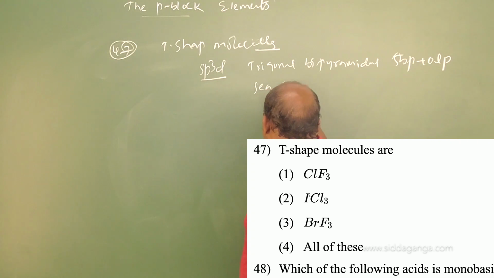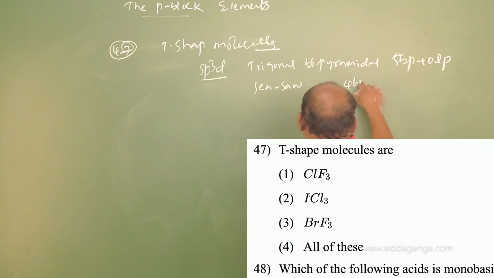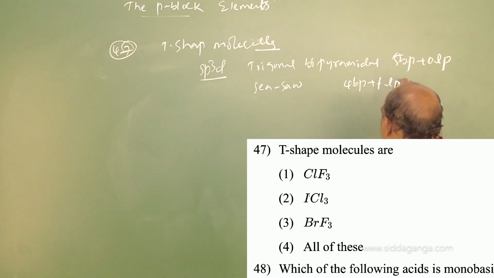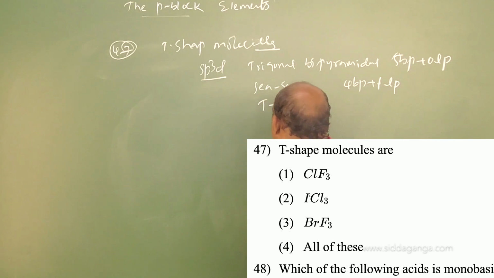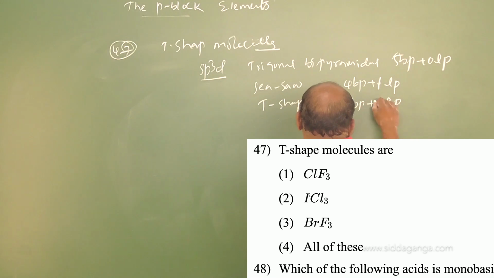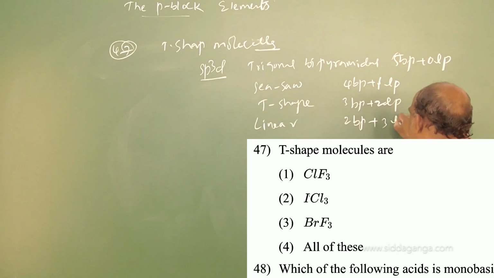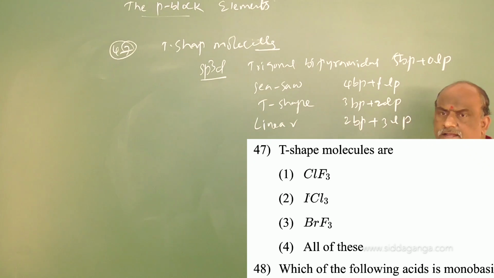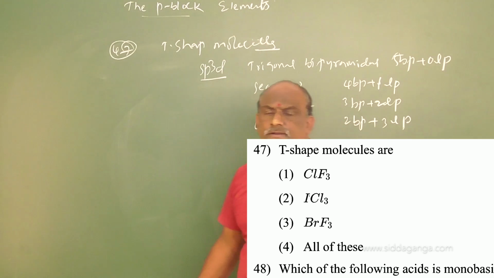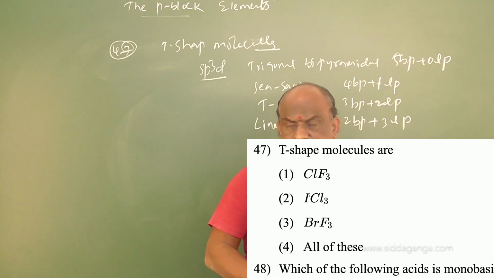Then seesaw shape: 4 bond pairs plus 1 lone pair. T shape: 3 bond pairs plus 2 lone pairs. And linear is 2 bond pairs plus 3 lone pairs. This will be the additional information regarding sp3d hybridization.